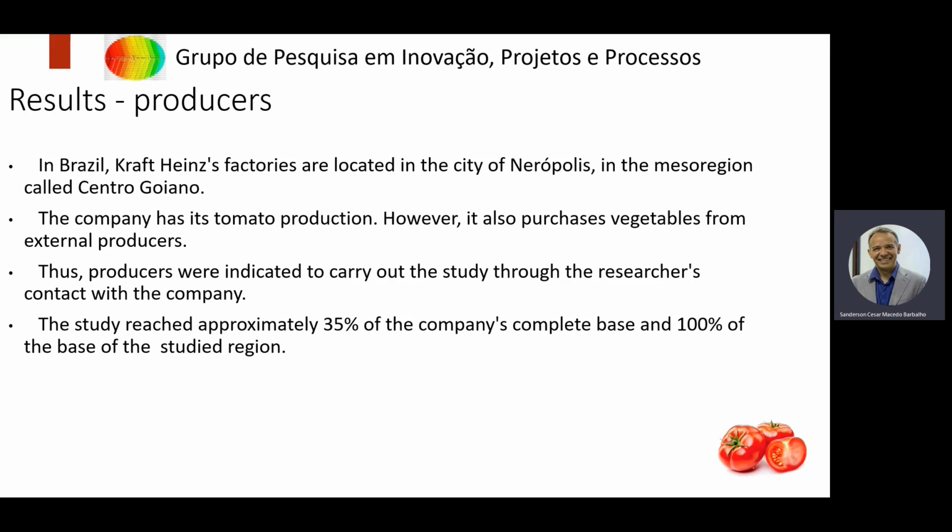So we had the Kraft Heinz factory here in Aeropolis, Goiás, and the company has its own tomato production, but it also purchases vegetables from external producers. Producers were indicated to carry out this study in a talk with Kaique, who is a manager in the company, and I had some tips also in terms of the structure of the sample. And the study reached approximately 35% of the company's complete base of tomato producers, and 100% of the base for the studied region, that was Central Goiás.